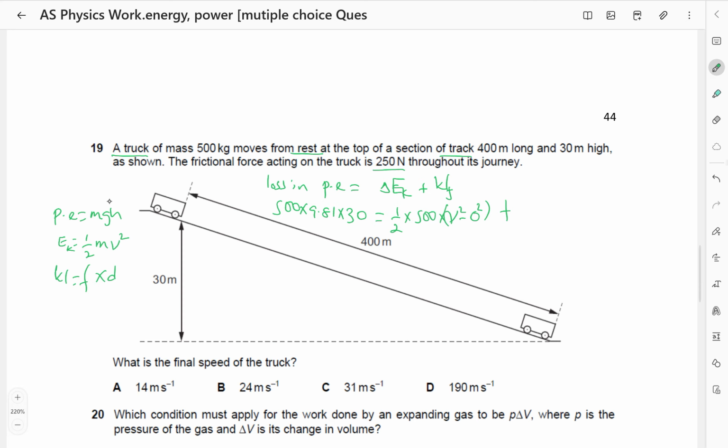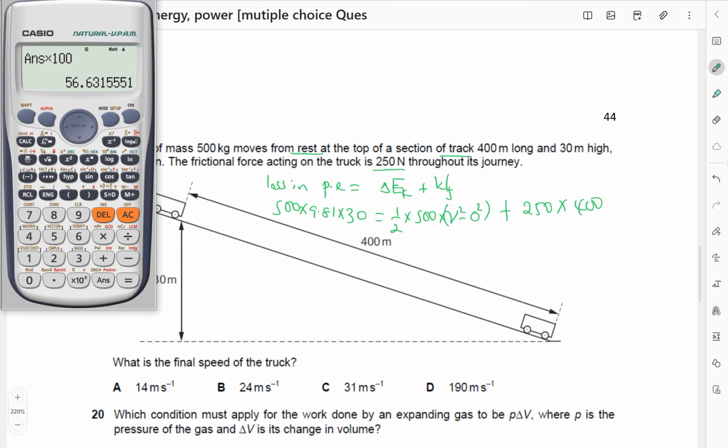then plus the work done, which is the frictional force, that is 250, times the distance, which is 400. Of course, for frictional force, I have to get the distance along the track. So let's find v by simply pressing the calculator. 500 times 9.81 times 30 minus 250 times 400. Then I'll multiply this by 2, divide by 500.